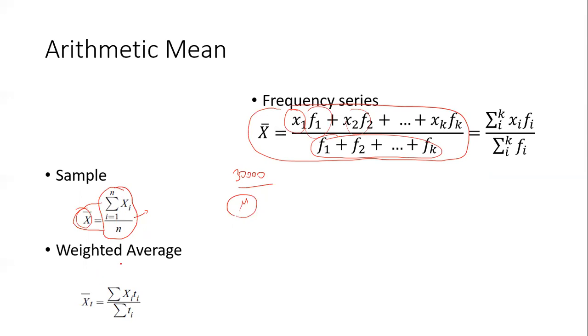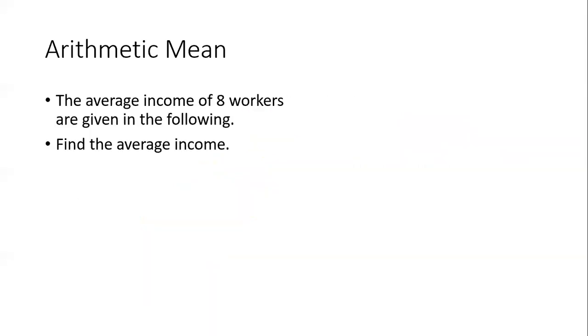So there are sometimes weighted averages. For example, when you're calculating your GPA, that's a weighted average. Well, it's the same formula, but that's not a big deal, right? So in fact, you have just two ways of calculating the averages, because it's pretty much the same with the frequency series.